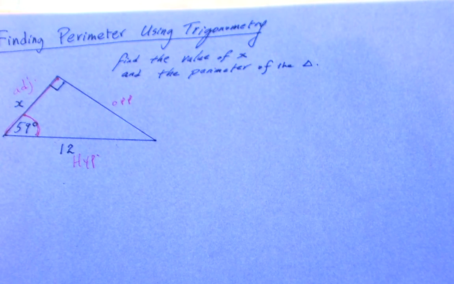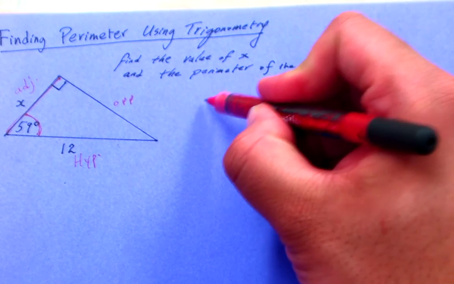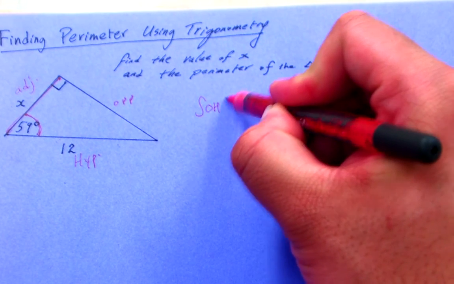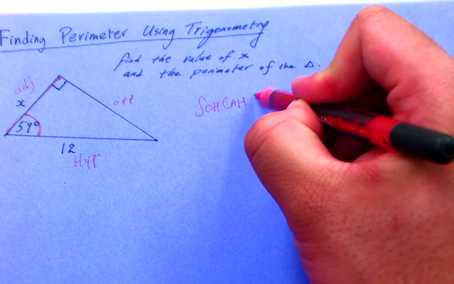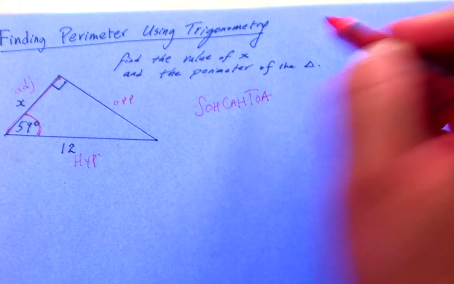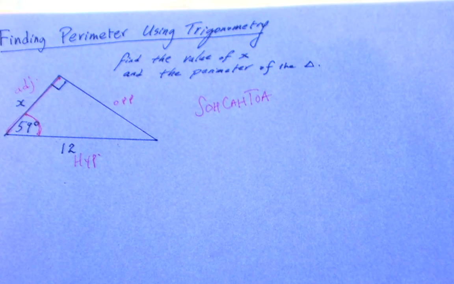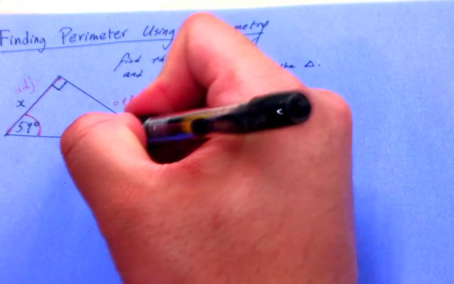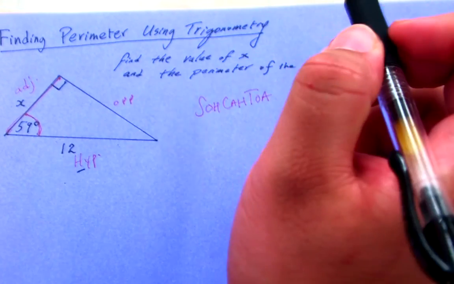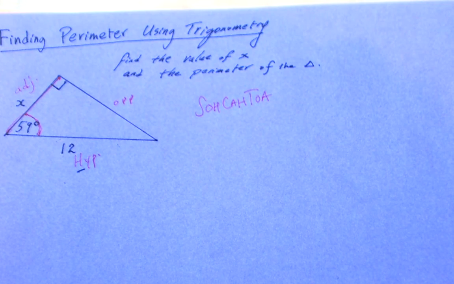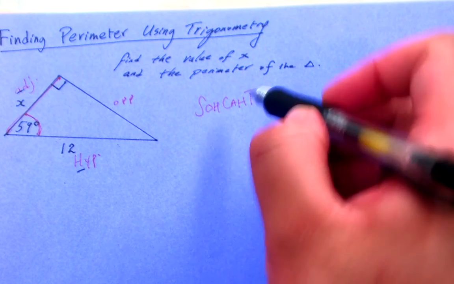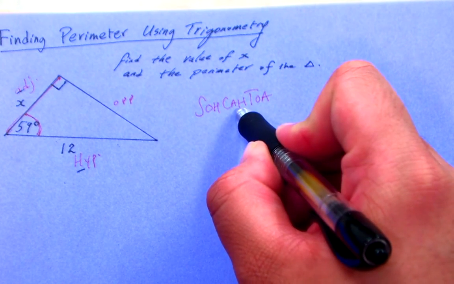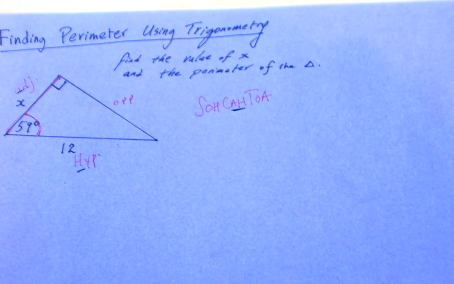So now the question becomes, which of my three primary trig ratios, sine, cosine, and tangent, which we can remember as SOHCAHTOA, is the best suited for this particular problem? Let's take a look. I have the hypotenuse length, it's 12, and I ultimately want to find the adjacent length, which is x. So hypotenuse and adjacent is what I need for this problem. Well, hypotenuse and adjacent would be a cosine problem.